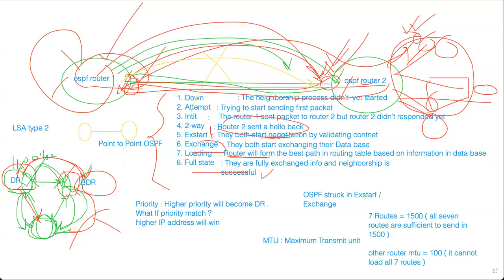Okay, let's do Hari. Can you tell me, if the routers are in the same area, which LSA type it uses to communicate inside the same area? LSA 1. It uses LSA type 1.